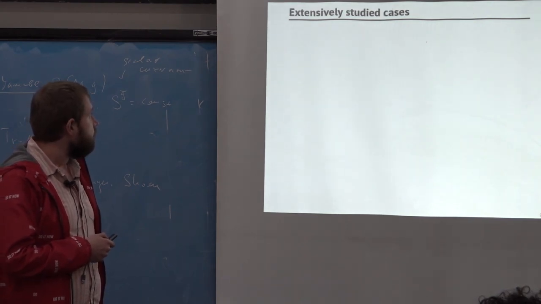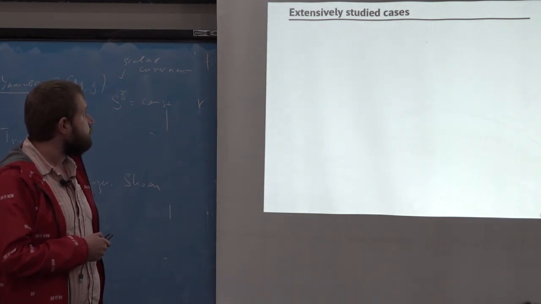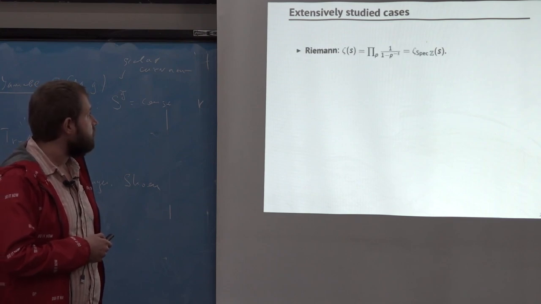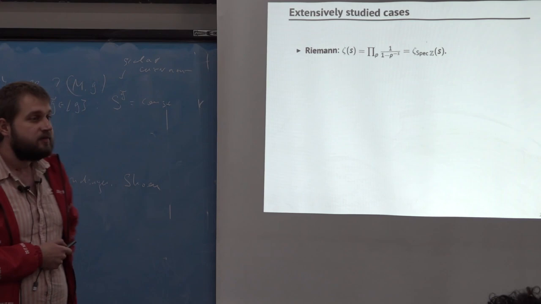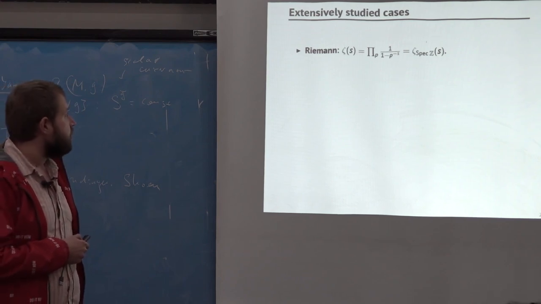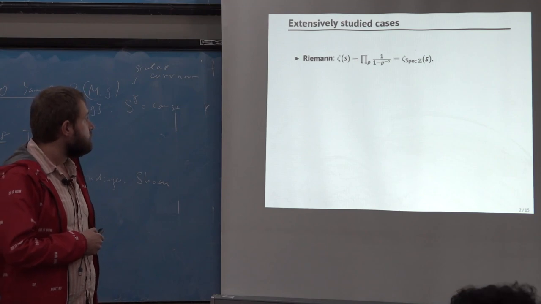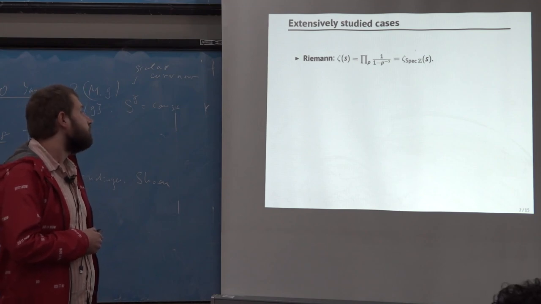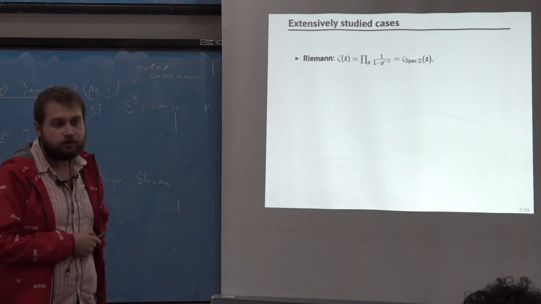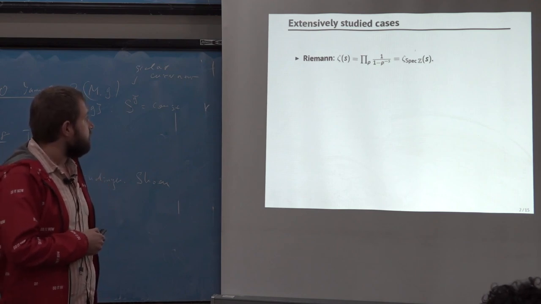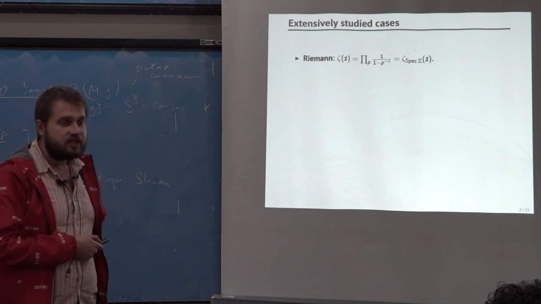There are some special cases that have been studied a lot. The most famous example is, of course, the Riemann zeta function, when this scheme is just the spectrum of Z. In this case, the formula is just the usual Euler product for the Riemann zeta function. But of course, it's difficult to study just the Riemann zeta function.